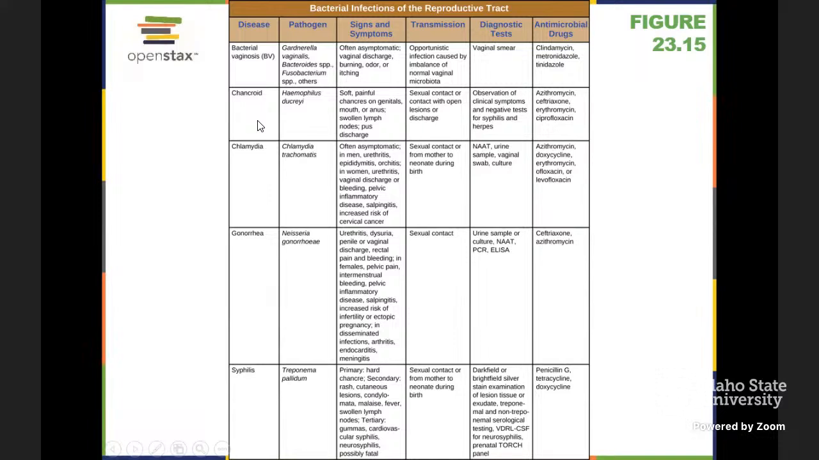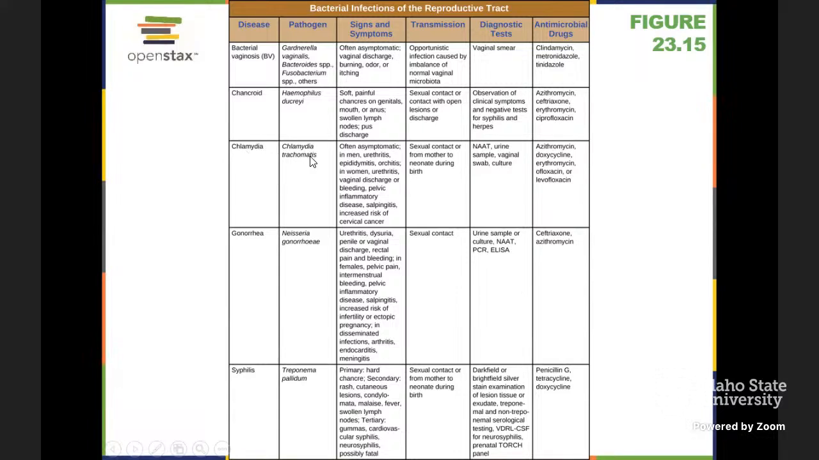So our chancroid Haemophilus, soft, painful chancres on the genitals, but they can be elsewhere, mouth, anus, all depends on sexual practice. We think about contact with the open lesions or the discharge that sets the stage for transmission. Also testing to determine, are we looking at somebody else, syphilis and herpes as well, because you can see some similarities with the lesions, and a handful of antimicrobials.